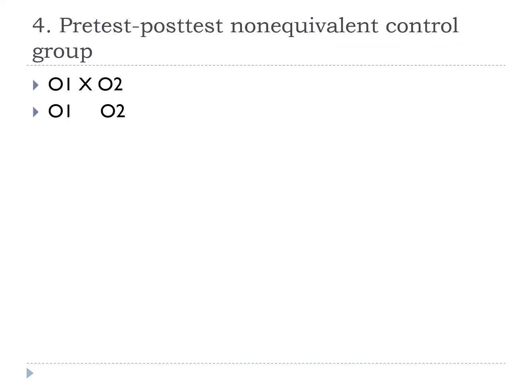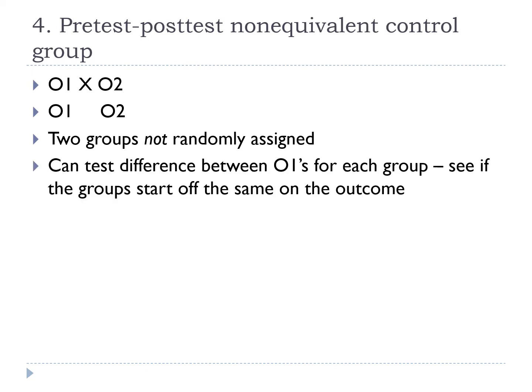You might gather here, this is where, once again, you have a pretest and a post-test, and you have a control group, but the two groups have not been randomly assigned. You can test the differences between the first observations for the experimental and control group to see if the groups start off the same, so that gives you a little bit more assurance of equivalency. In this particular case, once again, you have a pretest, some sort of intervention or not, and then a post-test, and that pretest can be compared to see if the groups are equivalent.